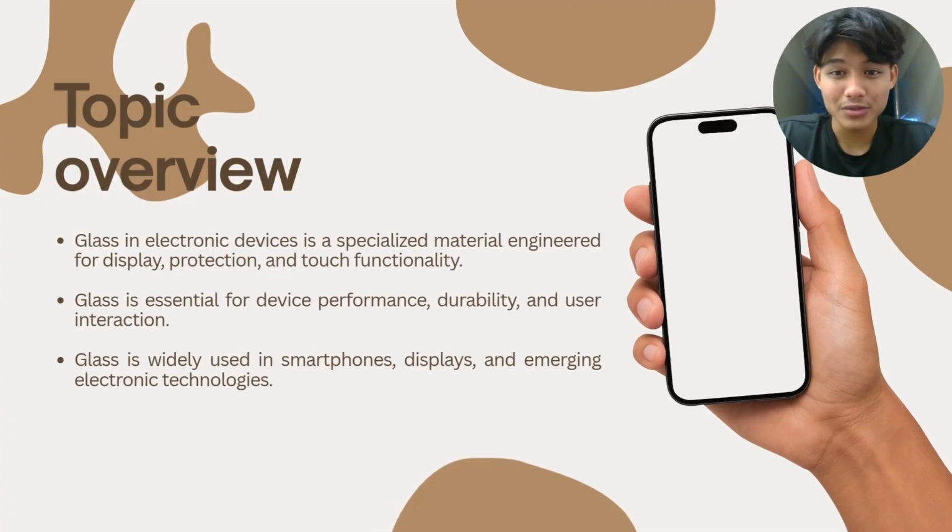Alright, now we move to the topic overview. First of all, glass in electronic devices is a specialized material engineered for display, protection, and touch functionality. It is designed to provide optical clarity, mechanical strength, and responsive touch performance. Other than that, glass is essential for device performance, durability, and user interaction. It enhances device reliability while ensuring smooth and accurate user interaction.